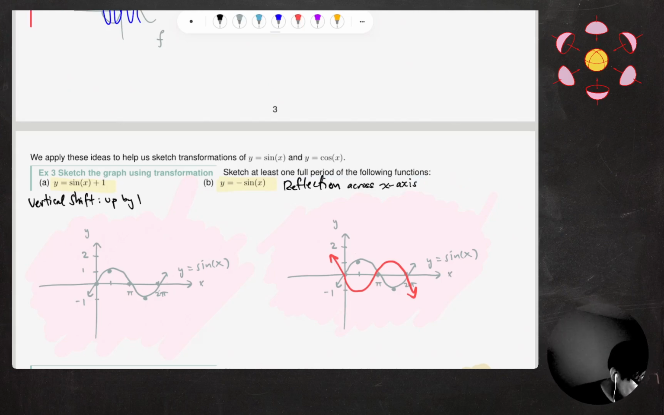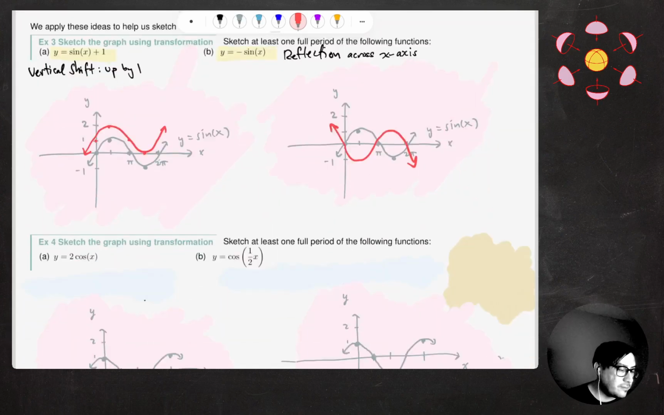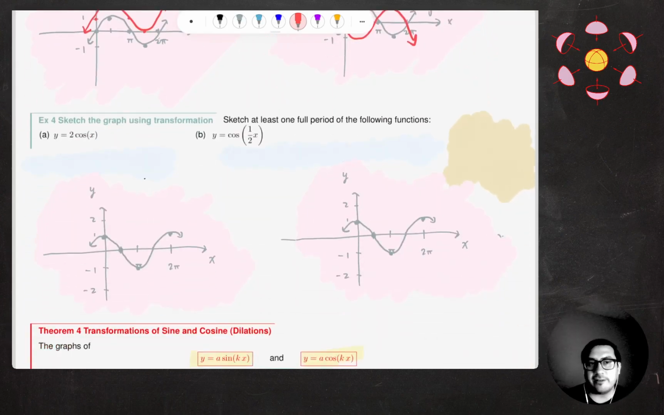All right, let's see. How about this one? This one is a vertical shift up. So I'm just going to move everything up. There you go. Okay, so those are two really easy transformations. Some of the tougher ones are going to get a little bit tougher now.